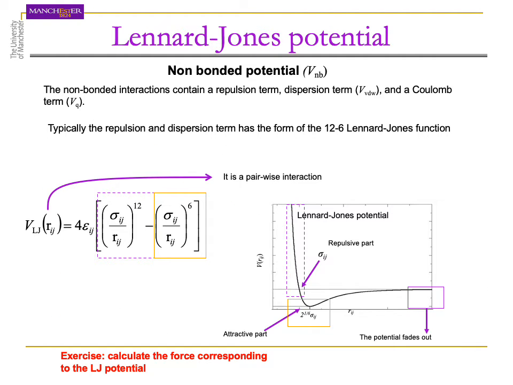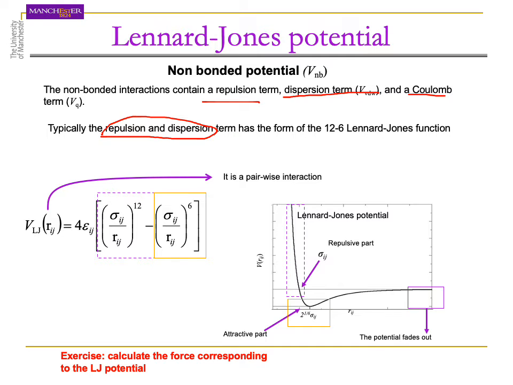Let's start our discussion of the non-bonded part of the potential by considering the Lennard-Jones potential. Non-bonded interactions have to describe three different behaviors of the interactions between atoms: the repulsion, the dispersion terms defined by the van der Waals interactions, and the Coulomb term. The Lennard-Jones potential describes the repulsion and dispersion interactions between atoms.